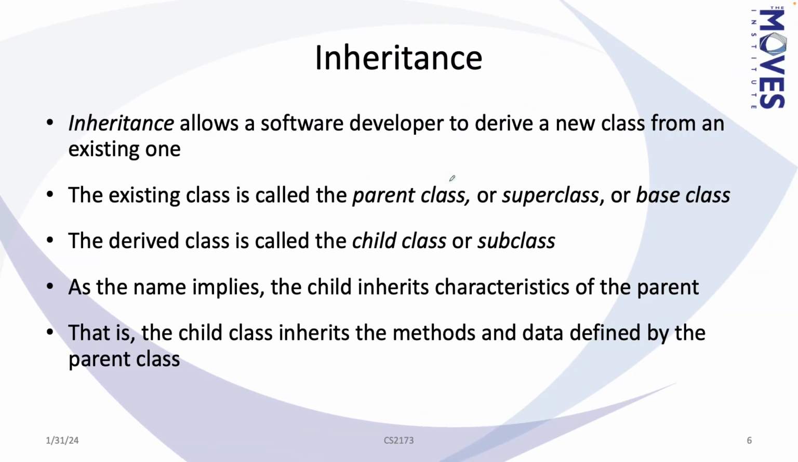Okay, so inheritance is where in the software we take this concept and say we're going to have a parent class or superclass or base class. These are all more or less synonyms. And the derived classes are called child classes or subclasses. Usually I'll stick to superclass and subclass.